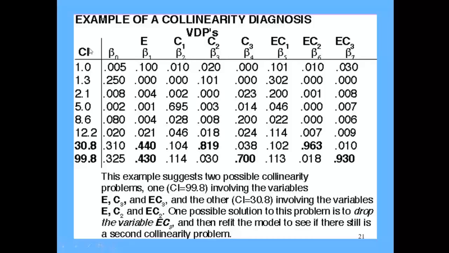But I'm not really going to go over it. If you're interested in it, you should look at it. And if you want to talk to me about it, or Dr. R, or any of the TAs about it, that's fine. But the most important thing is, what do you do? What do you mean by collinearity? How do you detect it? And what do you do about it if you find it?